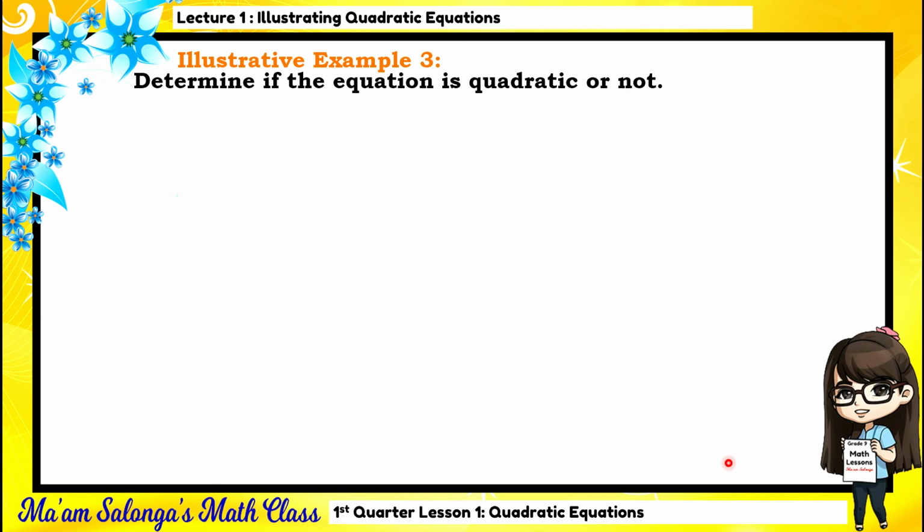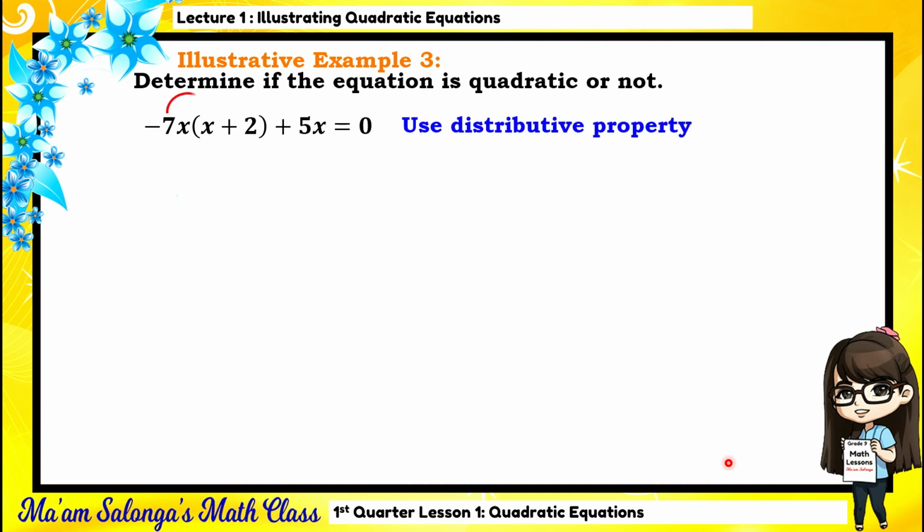Illustrative example number 3. Given is negative 7x times the quantity x plus 2 plus 5x equals 0. Let's simplify the equation using properties of equality. So, in our example, we will use distributive property. Negative 7x times x is negative 7x squared. Negative 7x times positive 2 is negative 14x. Then bring down positive 5x equals 0. So we have negative 7x squared minus 14x plus 5x equals 0.